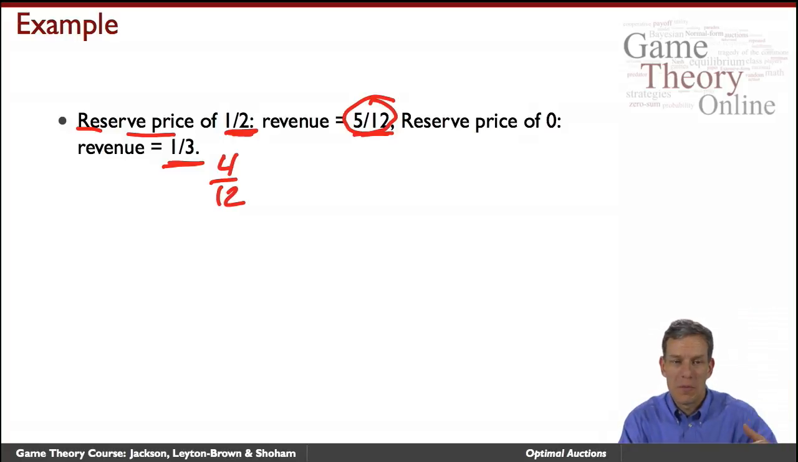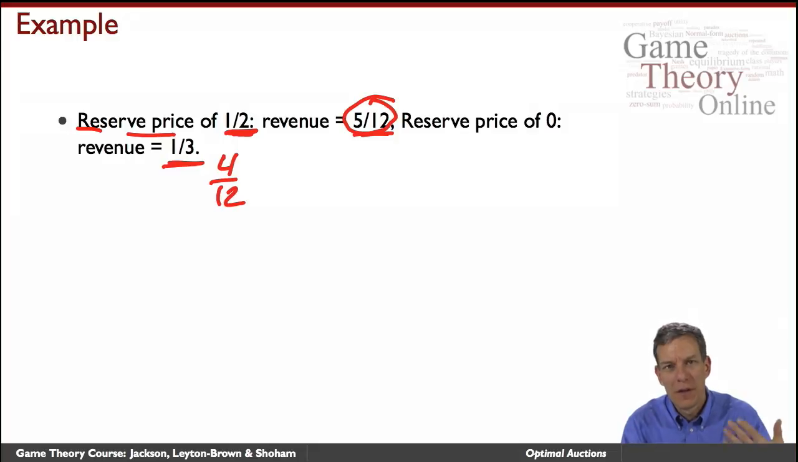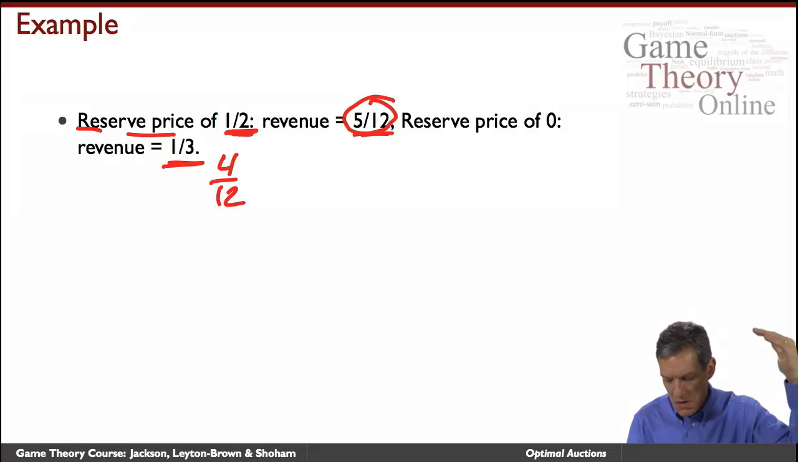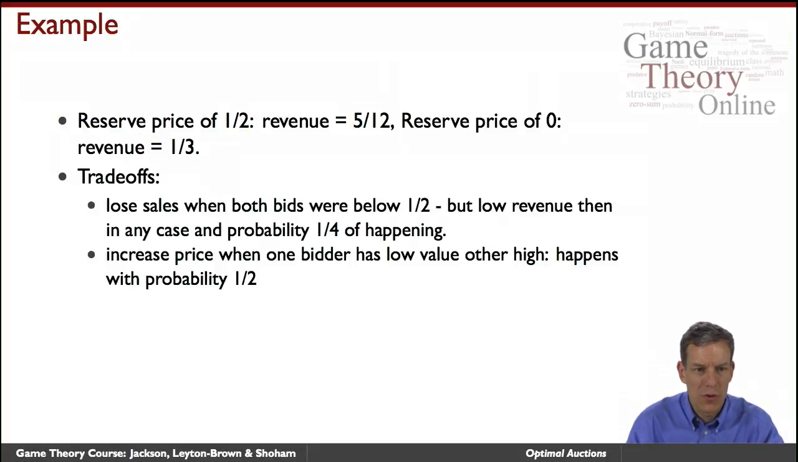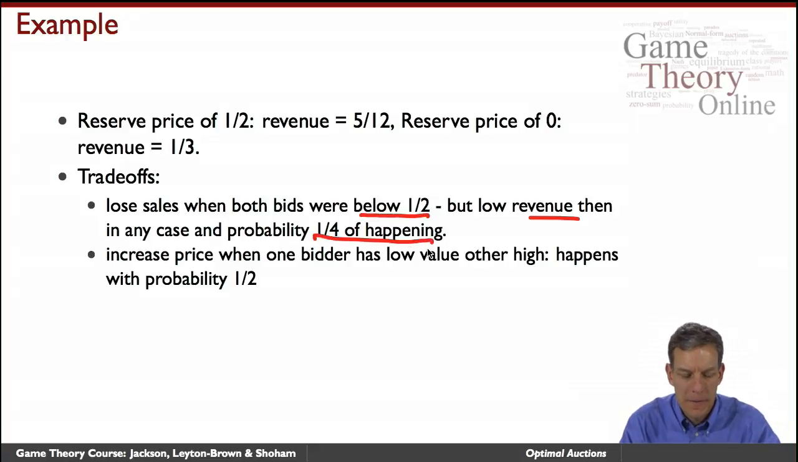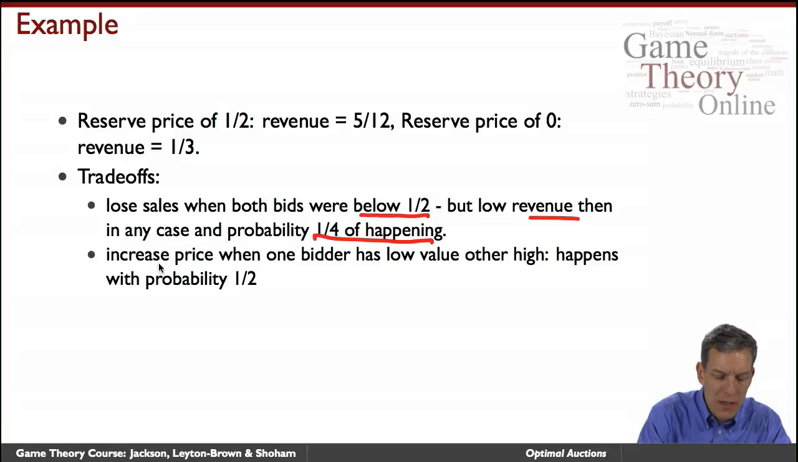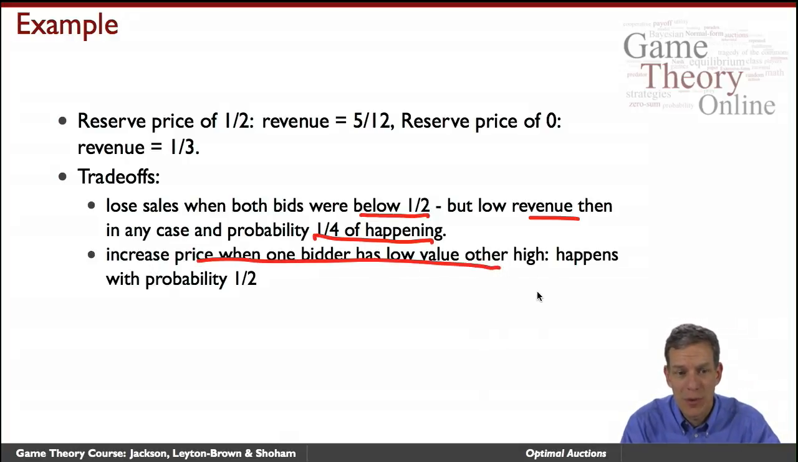Now the 1/2 was nicely chosen. If we set it too high, then you have no chance that you're going to end up with a sale, and then your profits actually go down. So it's hitting this sweet spot in terms of what the reserve price was. So the trade-offs here: you lose sales when both bids were below 1/2 by setting this reserve price. But that was low revenue in any case, and it only has a probability of 1/4 of happening. You increase the price when one of the bidders was low and the other one was high, and that actually happens with a probability of 1/2.